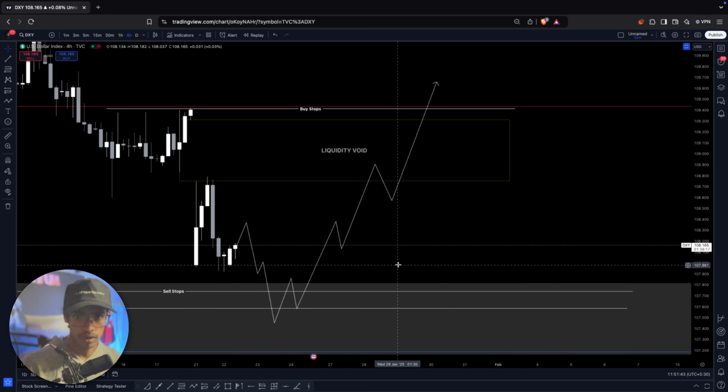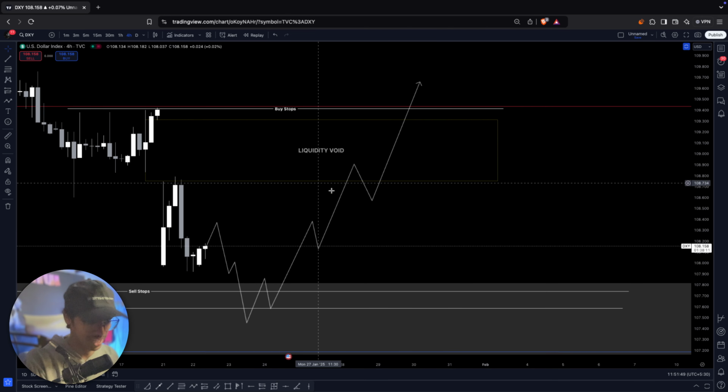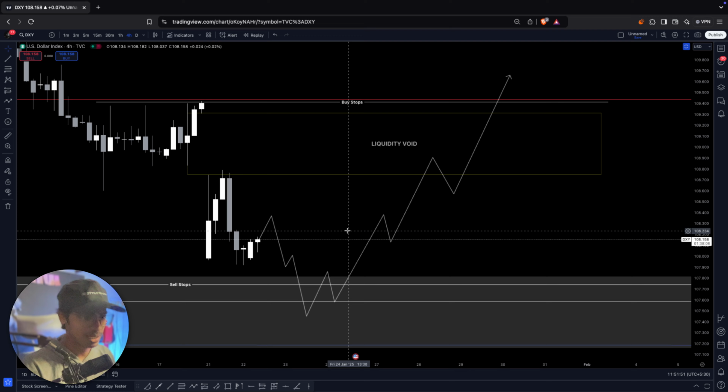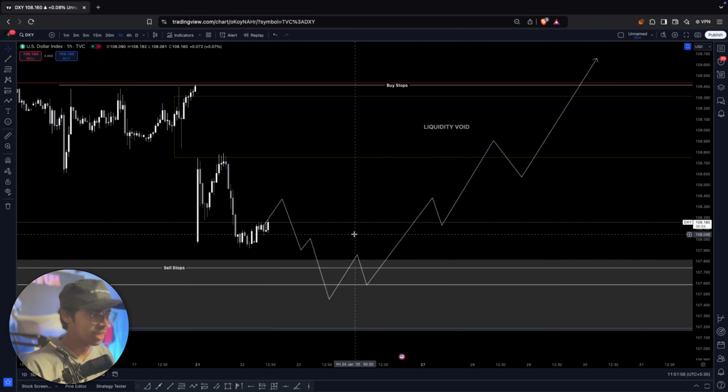It should take out these buy stops. That is what we expect for the EURUSD, sorry, the USD index. Okay, sorry, this is what we expect for the USD index. This is on the 4-hour time frame. We can go on the 1-hour time frame to anticipate more things. This is for the larger direction.